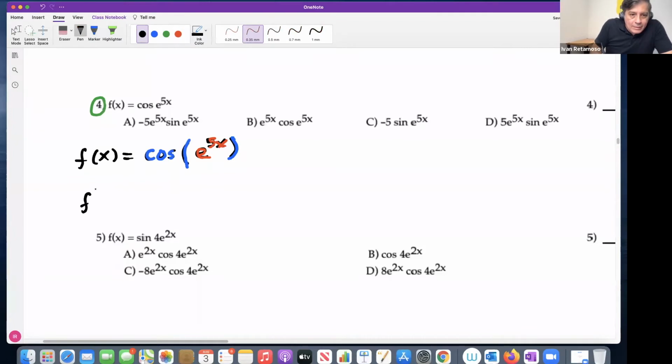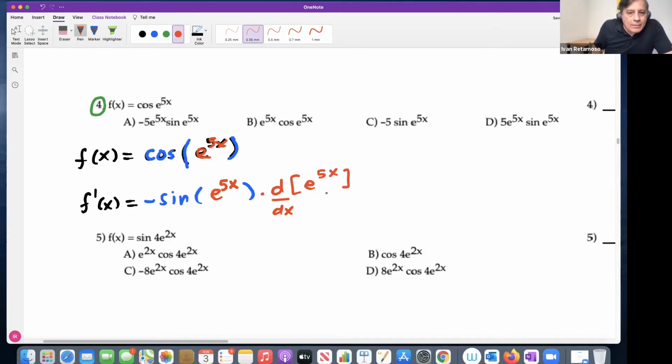So the derivative of this composite function will be, you start with the derivative of the outside function, the derivative of cosine. But the derivative of cosine, remember, is minus sine, right? Minus sine of something. But that something is this, e raised to 5x. But then you're supposed to multiply this by the derivative with respect to x of the inside function, right?